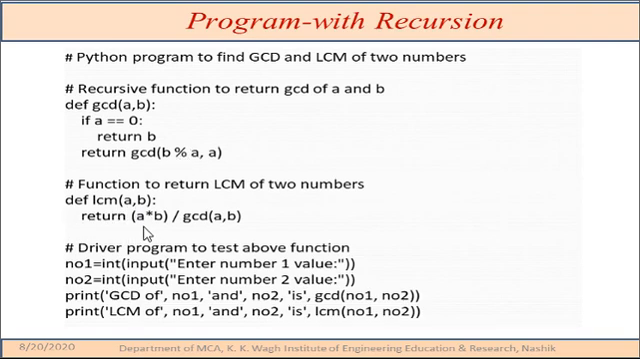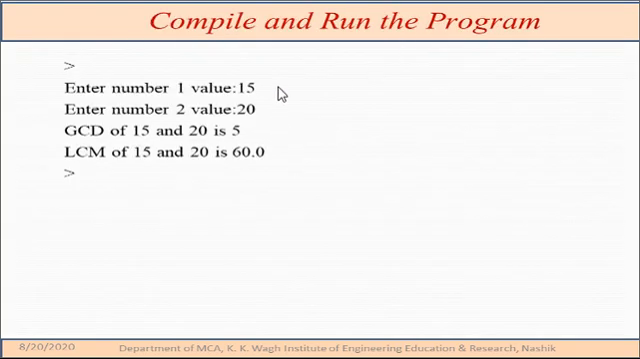Similarly, for LCM, as we saw in the description and the formula, we have to multiply the numbers a into b divided by the GCD of a and b. I have already defined the GCD function, and then I call it. Likewise, we get the LCM of those numbers. We read number 1 and number 2, and simply display them. If we compile and run the program, we get the output. For example, if I give 15 and 20, the GCD will be 5 and the LCM is 60. Let's see how to execute the program.